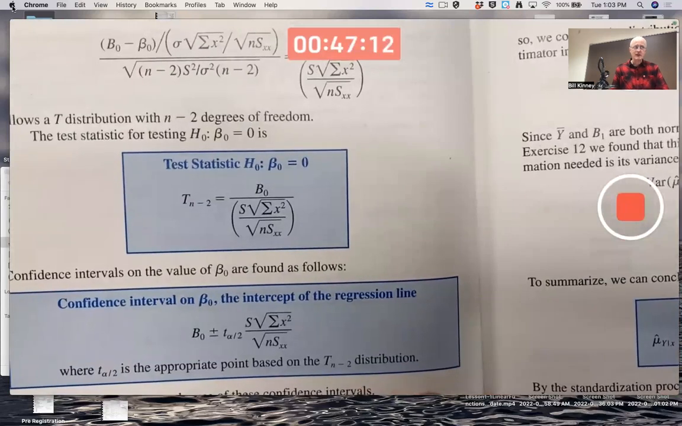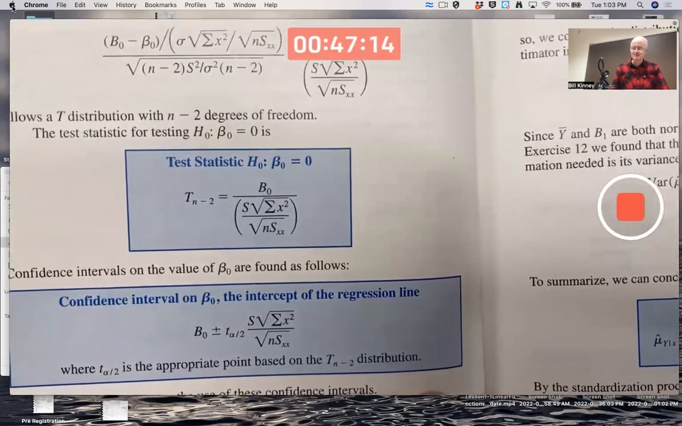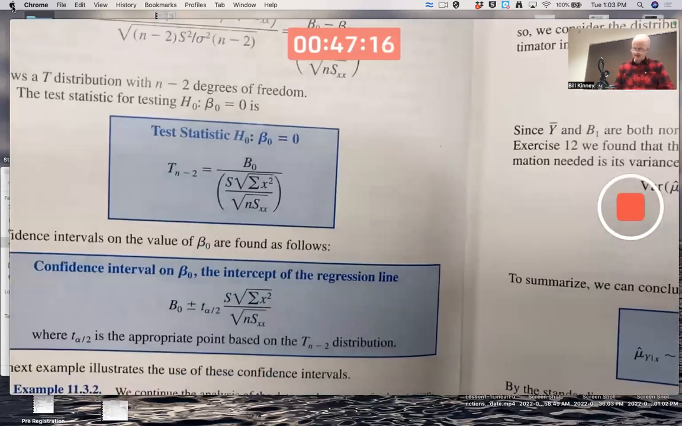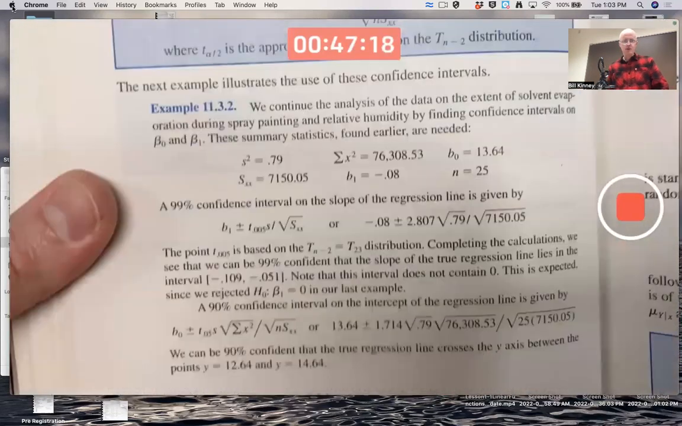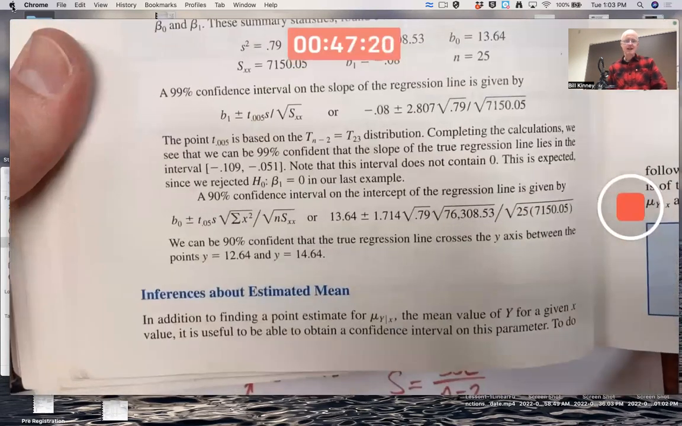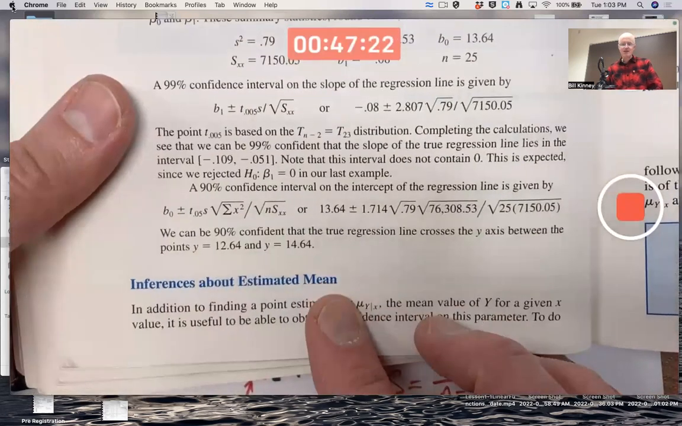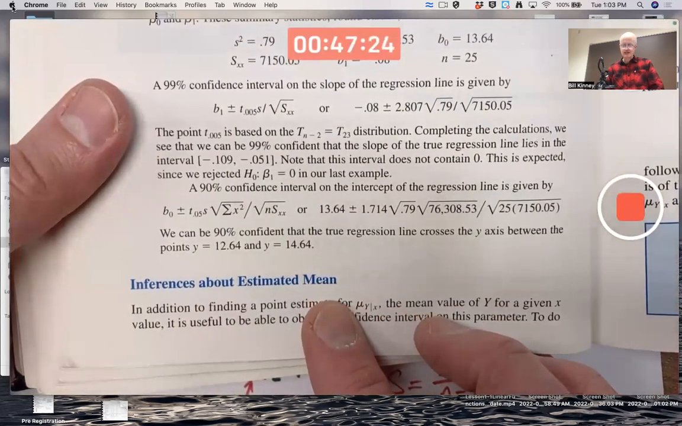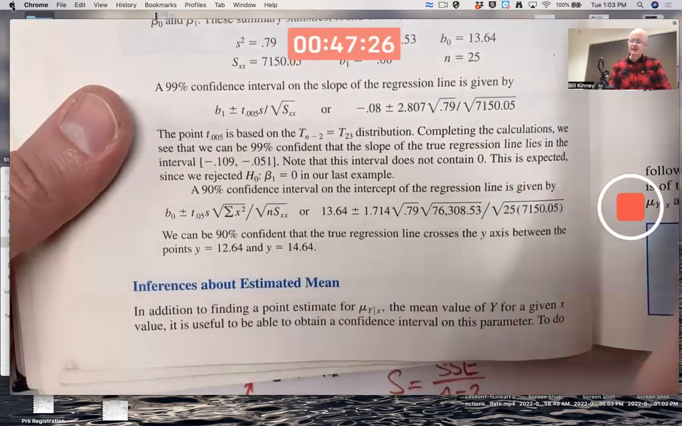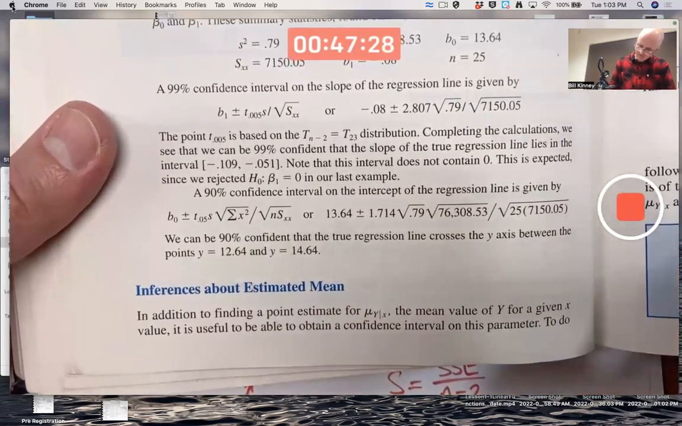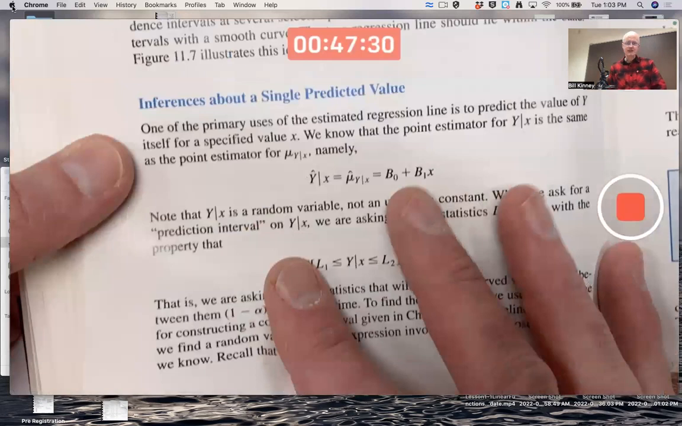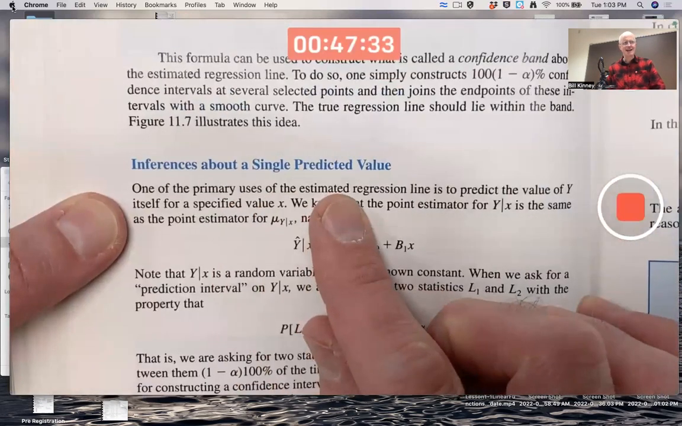There's a couple more things we can do. Start at the bottom of page 398. Inferences about the estimated mean at the bottom of page 398, and also inferences about a single predicted value. What in the world is going on there?